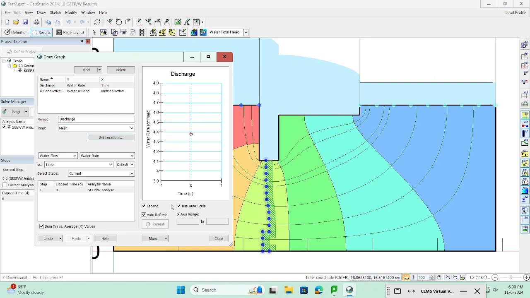But at the bottom, it's less. Here, it's 3.9 centimeter cube per second per centimeter width. So how can I compare this value to the value I have in the lab?